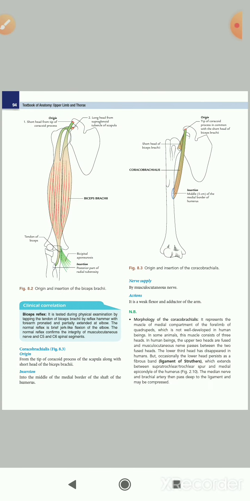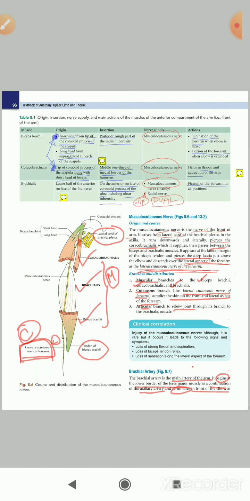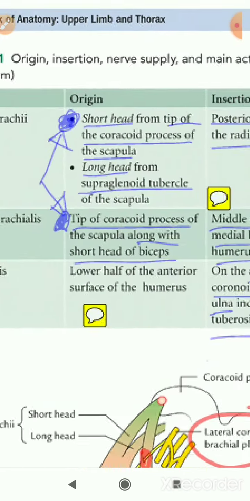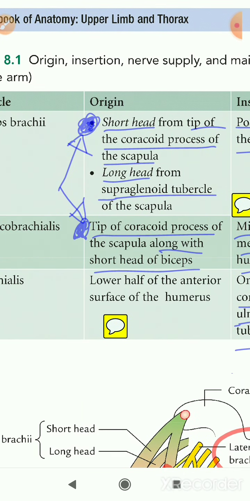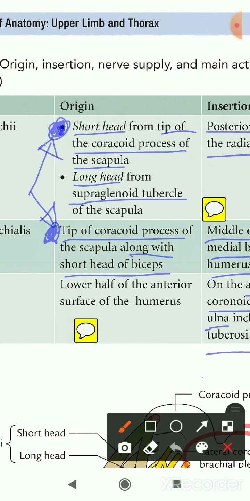So now let's study the origin, insertion, nerve supply, and actions of the biceps brachii. At first, come to the biceps brachii. We know the biceps brachii has two heads. One is the short head and the other is the long head. The short head arises from the tip of the coracoid process of the scapula, and the long head arises from the supraglenoid tubercle of the scapula.